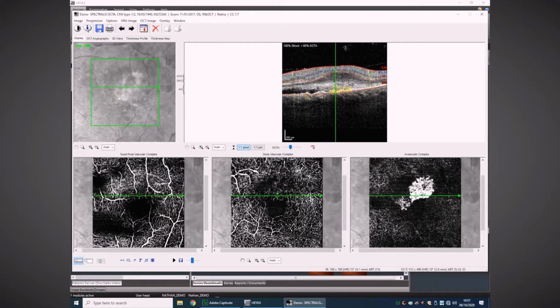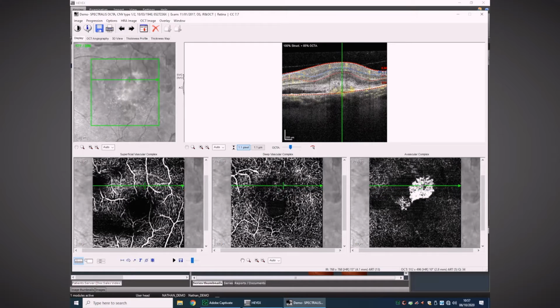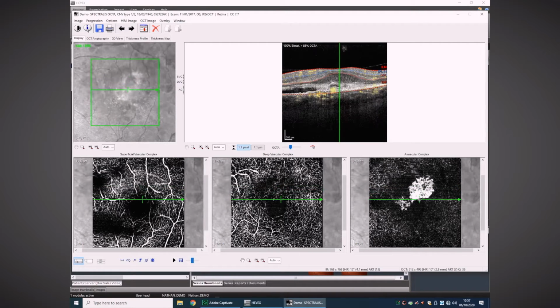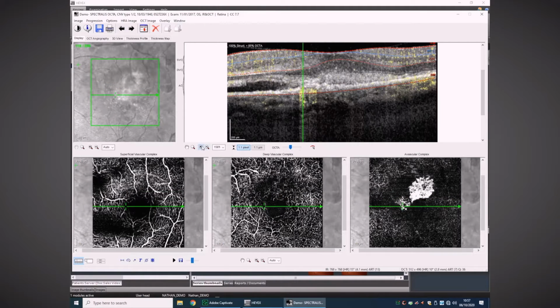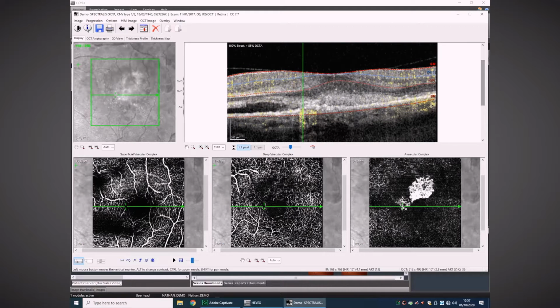Now this is an interactive window and you can move around all of those at the same time and you can actually survey what's going on here. So if we have a look here, we can magnify also this window and you might actually see some flow here which is possibly underneath the RPE.